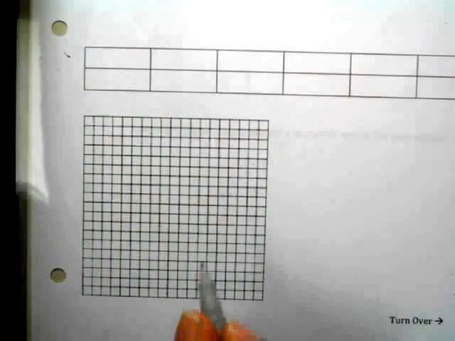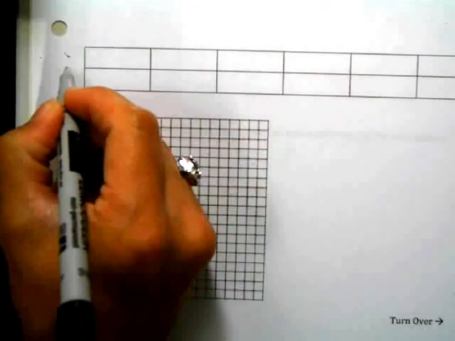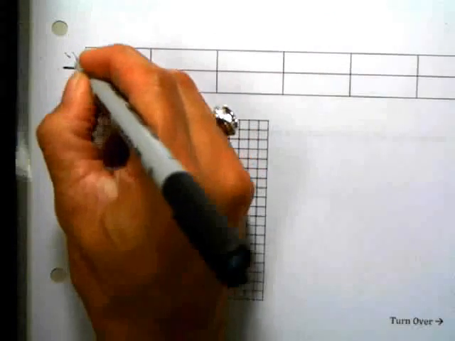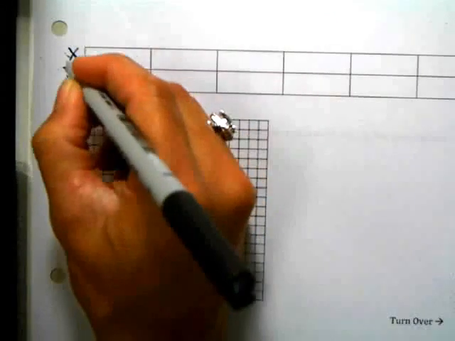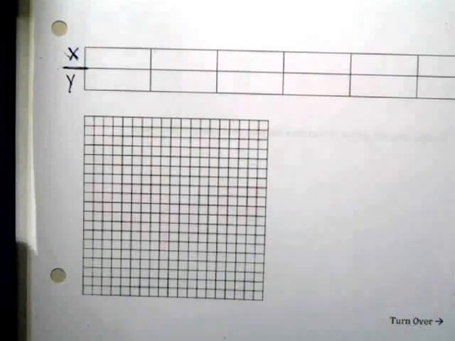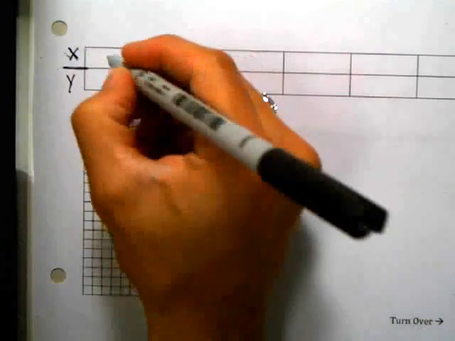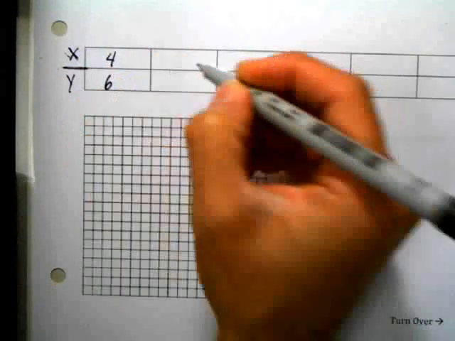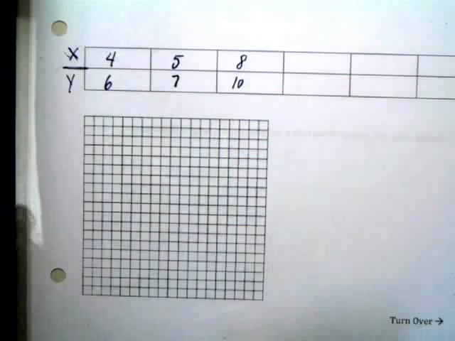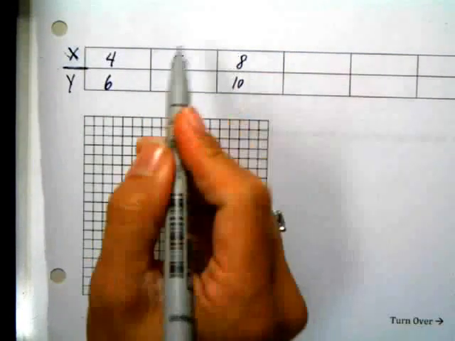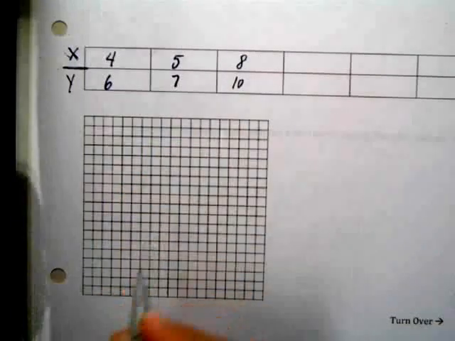Okay, so what I'm going to do is decide for myself which numbers I'm going to put in which axis. I've decided that I'm going to put all of the first numbers that I saw in the x-axis and all of the second numbers that I saw in the y-axis. So the first one was a 4 by 6, and then a 5 by 7, and then an 8 by 10. Okay? So now I have to put these numbers on my graph someplace.